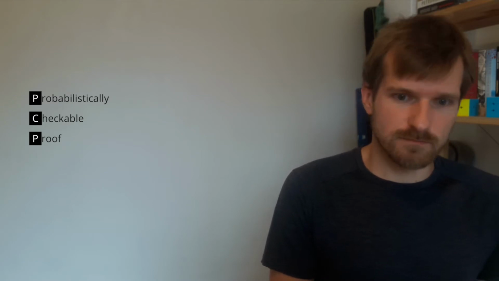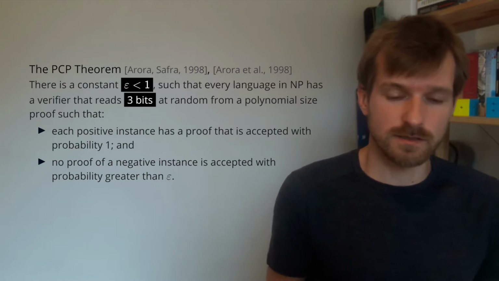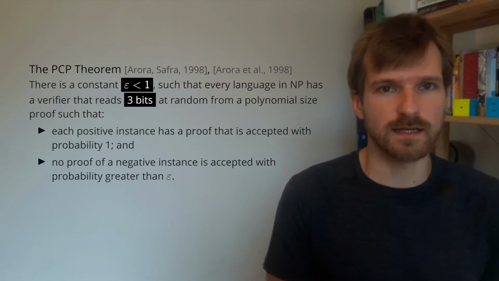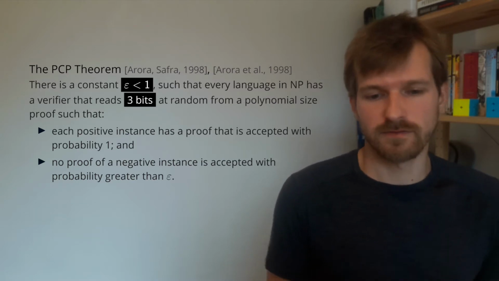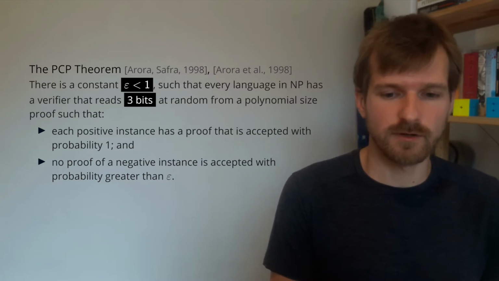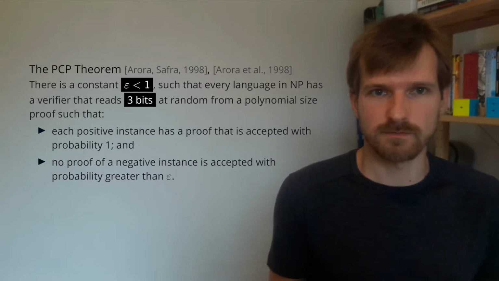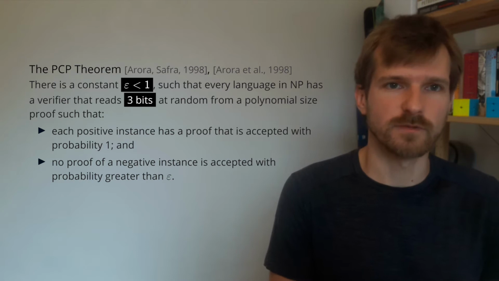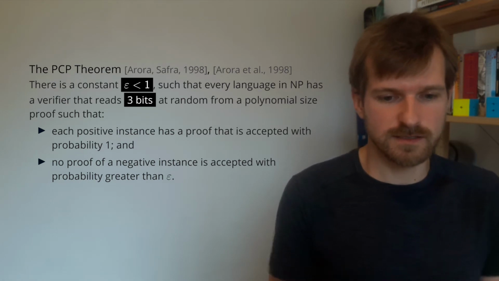The formal statement looks like this. It states that there is a universal constant epsilon, such that any language in NP has a verifier that verifies a proof that reads only 3 bits from the proof. These 3 bits are chosen at random via some random distribution that the verifier can choose, such that it satisfies these 2 properties.